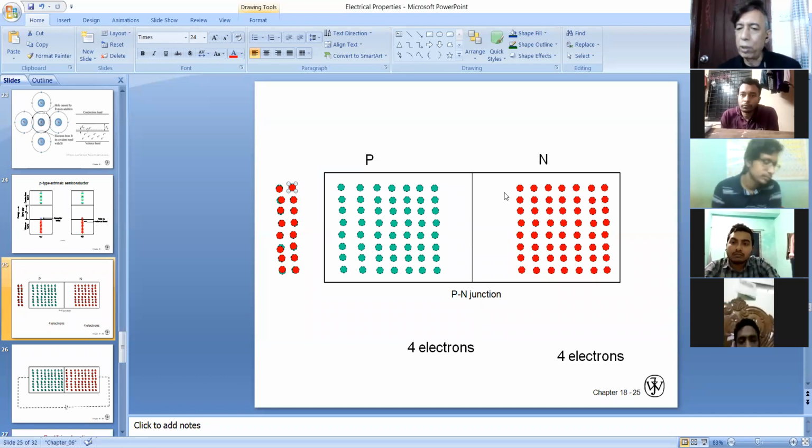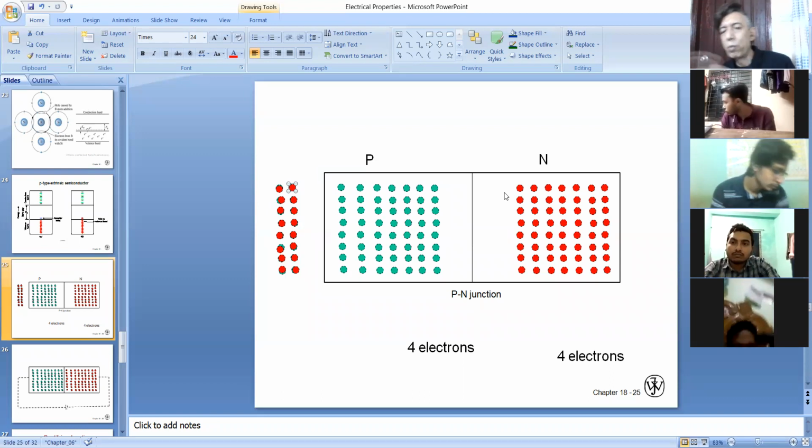Phosphorus becomes positively charged and aluminum becomes negatively charged.